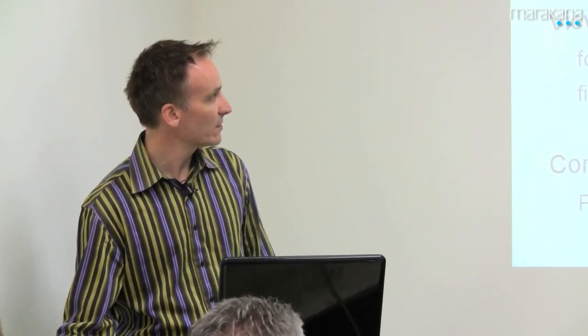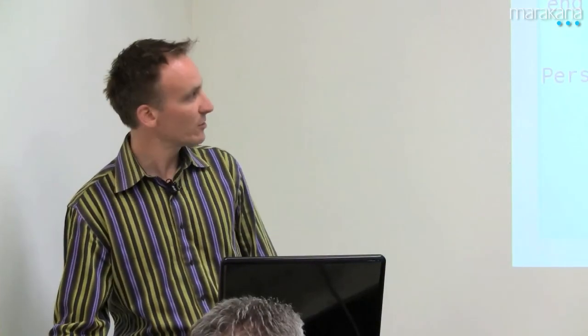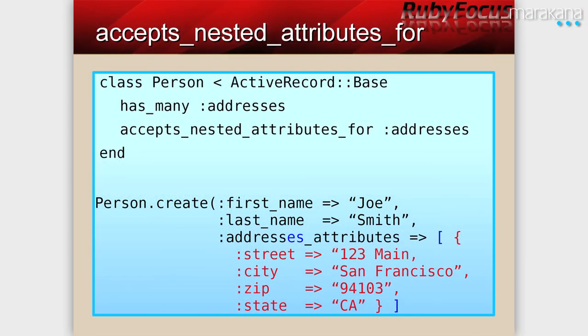Now, how does this look in practice? In practice, you give it accepts_nested_attributes_for on the association. Okay, so here's addresses. This is on the model. Now, using this, I can create an address record through the person model by using addresses_attributes as a key, followed by an array with a hash.